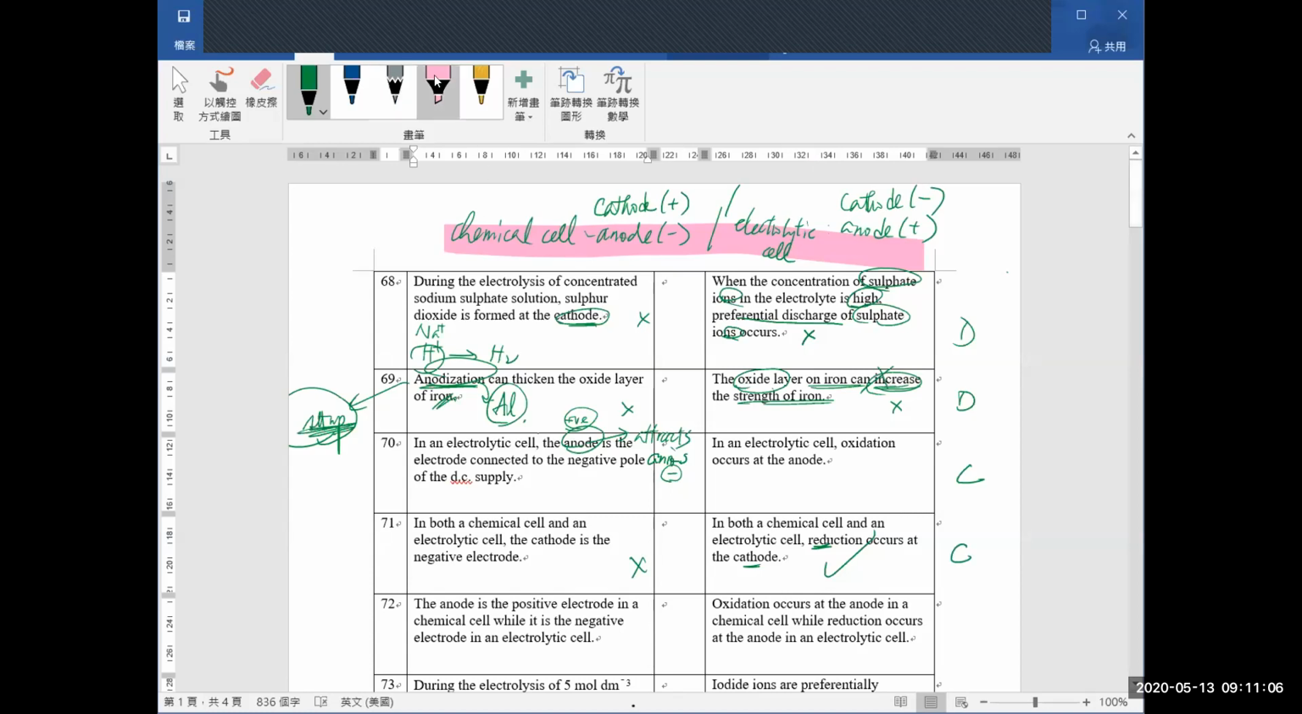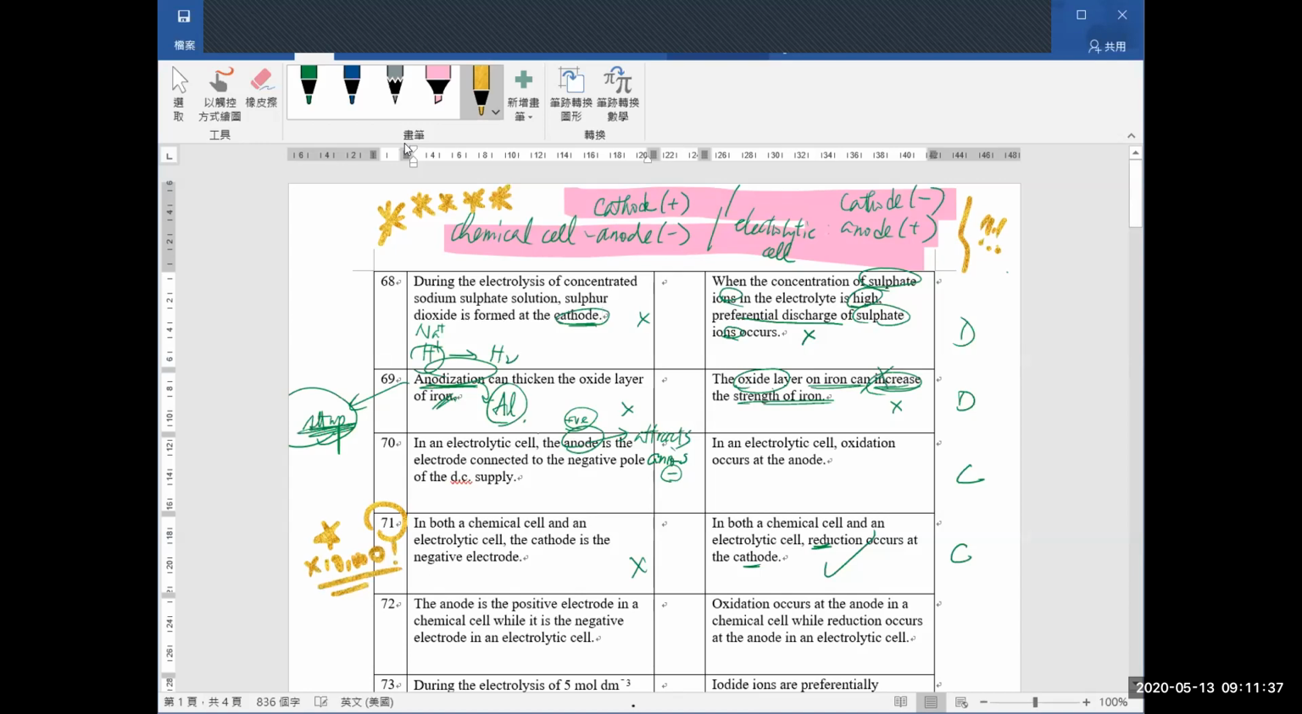Do you see this one, the one I just highlighted? I just marked a cross here. Can you see that page? Okay. Capture the screen and try to memorize this and circle this. Put 10,000 stars here.